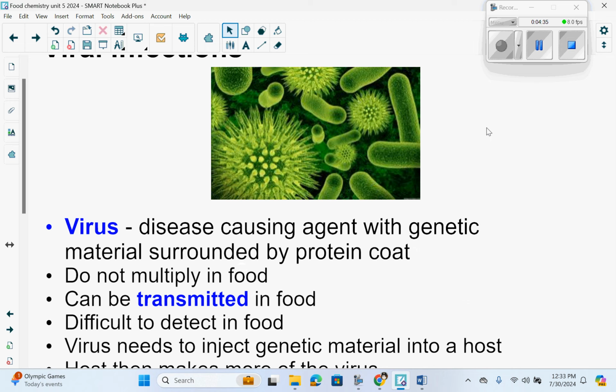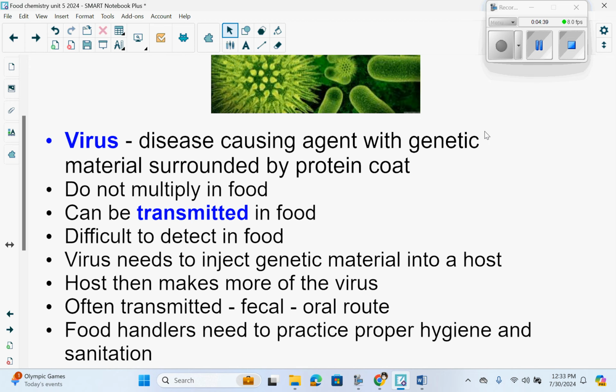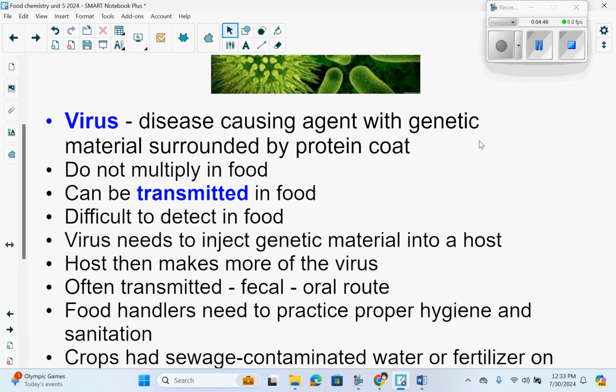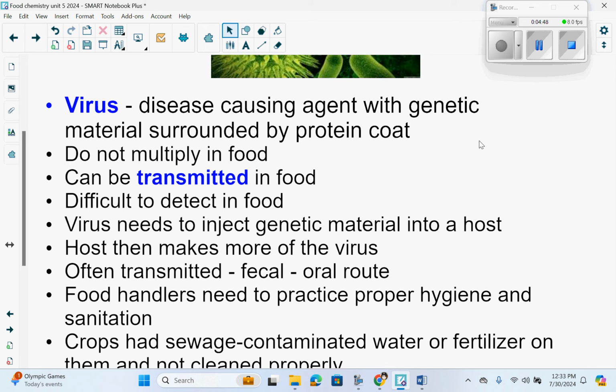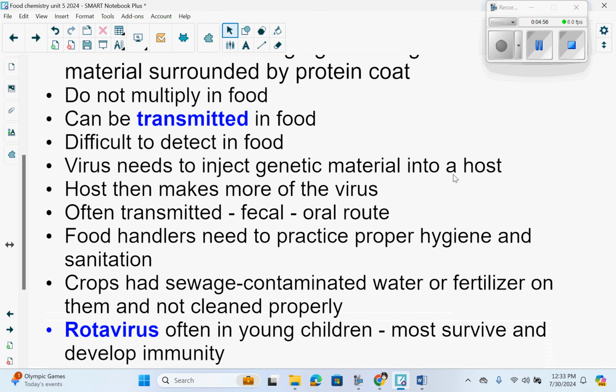Viral infections. A virus, it's a disease-causing agent with genetic material surrounded by a protein coat. They do not multiply in food, but they can be transmitted in food. And these are difficult to detect in food. The virus needs to inject its genetic material into a host. The host then makes more of the virus.